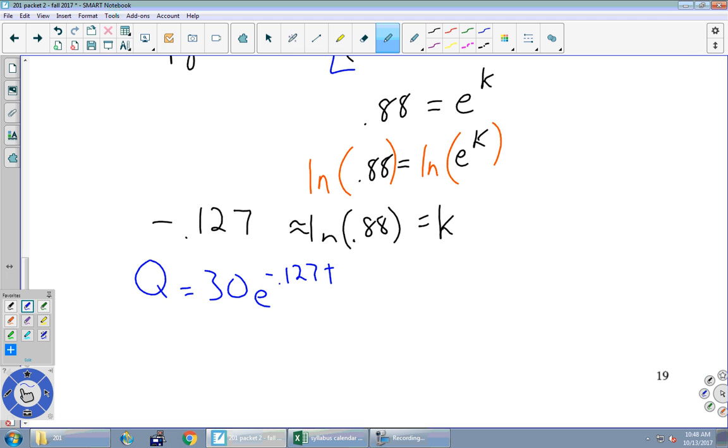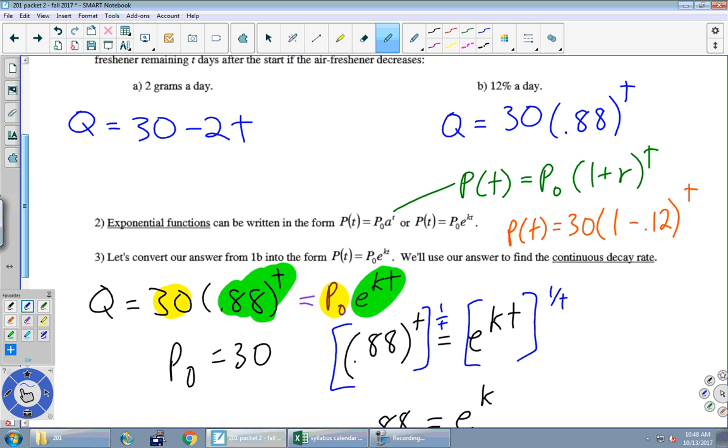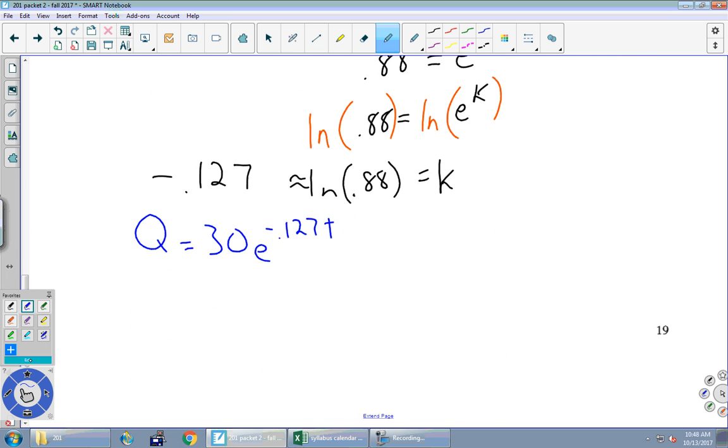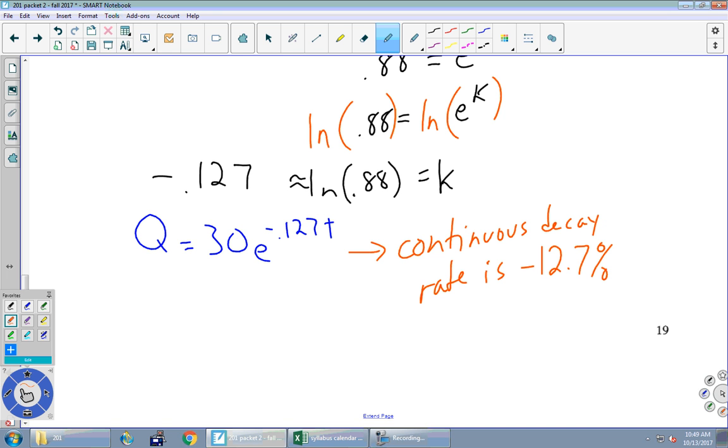Okay, but the idea is that if you were to graph this function here on your calculator and you were to graph the original 0.88 to the t function on your calculator, they would land right on top of each other. Although, as Daniel points out, it wouldn't be perfect because we've got a little bit of rounding in our 0.127 version. But that's the idea. And so that negative 0.127 is called the continuous decay rate. Continuous decay rate is negative 12.7%. It's just the value of K. That's what we call the continuous growth rate or continuous decay rate.